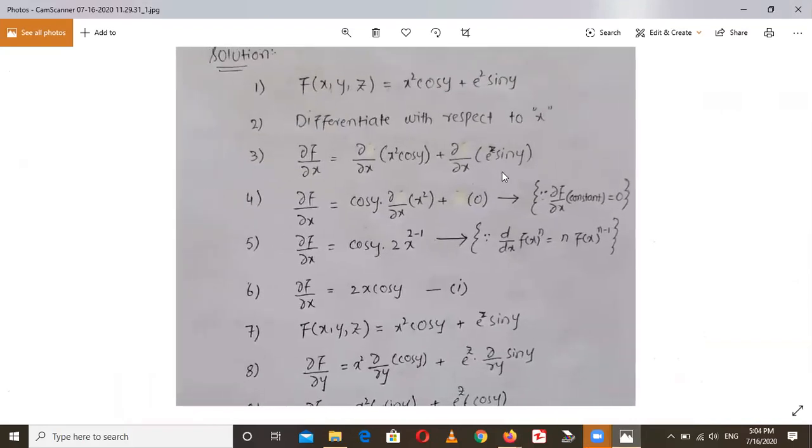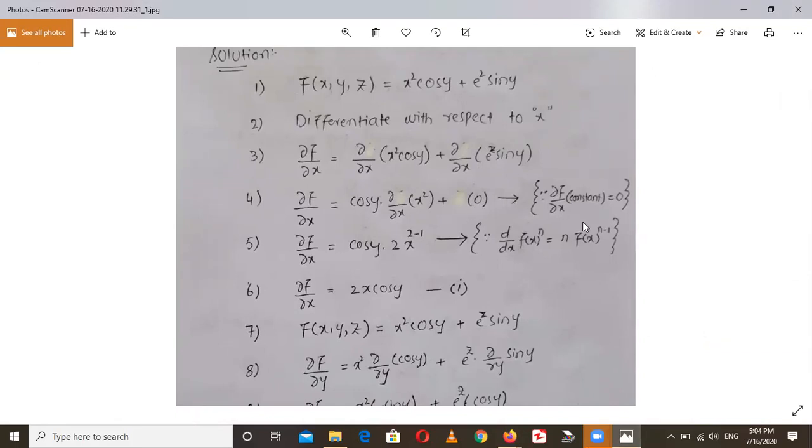This is basically me differentiating this term with respect to x. But if I see, there is no x term; it is z and this is y. So this whole term becomes a constant. So the derivative of a constant is equal to 0.